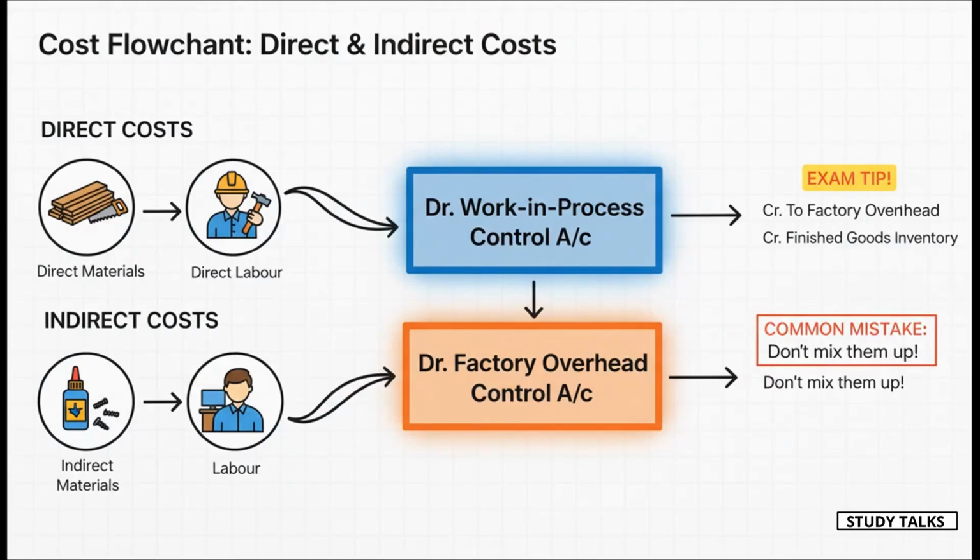Now for the journal entries. The key here is to think of two separate highways. You've got the direct cost highway for things like wood and worker wages. Those go straight to the work in process account. Then you have the indirect cost highway for stuff like glue and supervisor salaries. Those take a detour through a holding area called the factory overhead control account. Do not mix up these two highways.